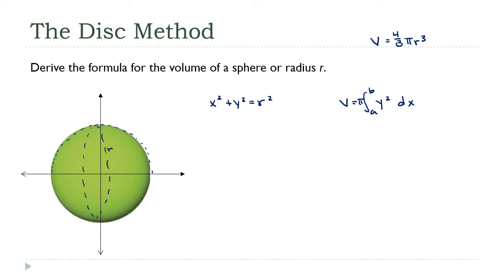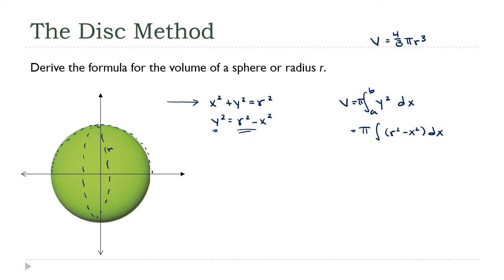So what I need to do is take this formula over here and solve it for y, just like we solved for x in the previous example. Well, if I do that, I'm going to subtract the x squared. So y squared equals r squared minus x squared. Now you see why I wanted to leave the y squared alone, right? Y squared is r squared minus x squared. So this is pi integral r squared minus x squared dx.